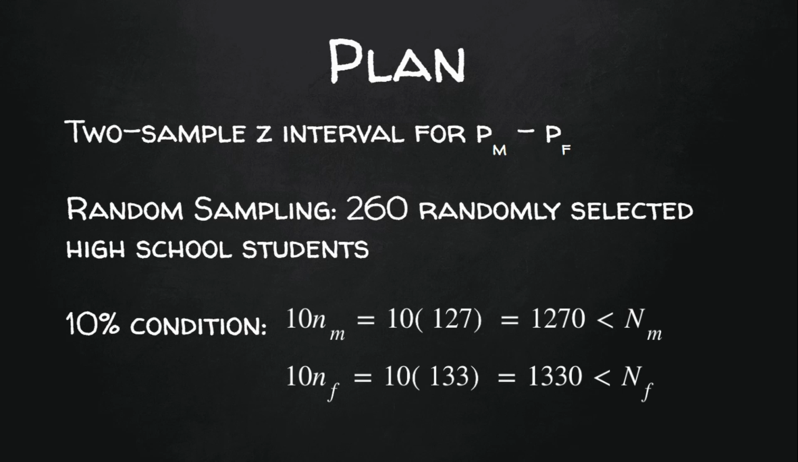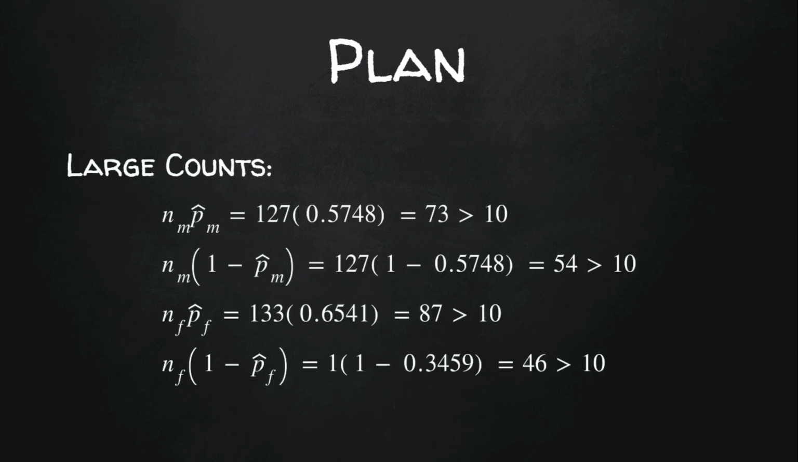The first one is random sampling, and we were told that the 260 students were randomly selected. The 10% condition: it's safe to assume there are more than 1,270 male high school students and 1,330 female high school students. Our last condition is the large counts condition.